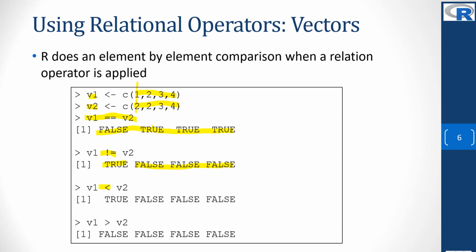v1 less than v2, element by element. 1 is less than 2, that's true. The others are equal, so they're not less than, so they report as false. And then v1 greater than v2, 1 is not greater than 2. And again, the equal state of those other 3 elements results in false for all the elements of this vector.